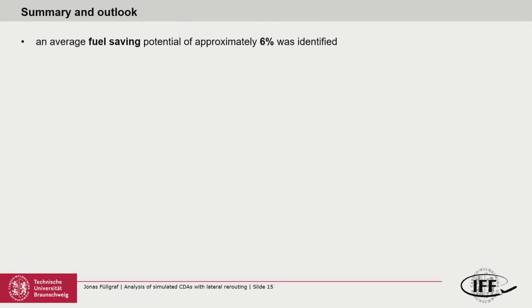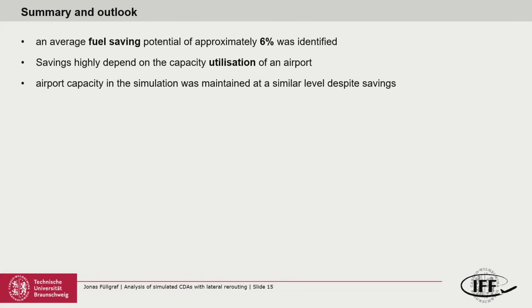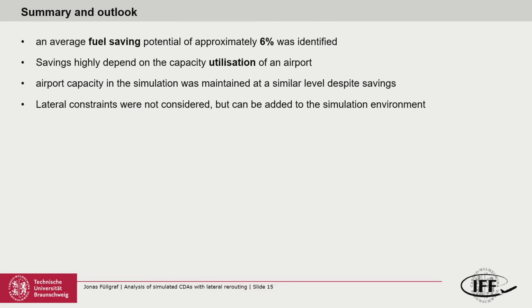Considering all examined airports, an average fuel saving potential of about 6% could be identified. The possible savings highly depend on the capacity utilization of the airport. The airport capacity could be maintained at a similar level despite savings. Lateral constraints were not considered in this research, but can be added to the simulation environment in the future.